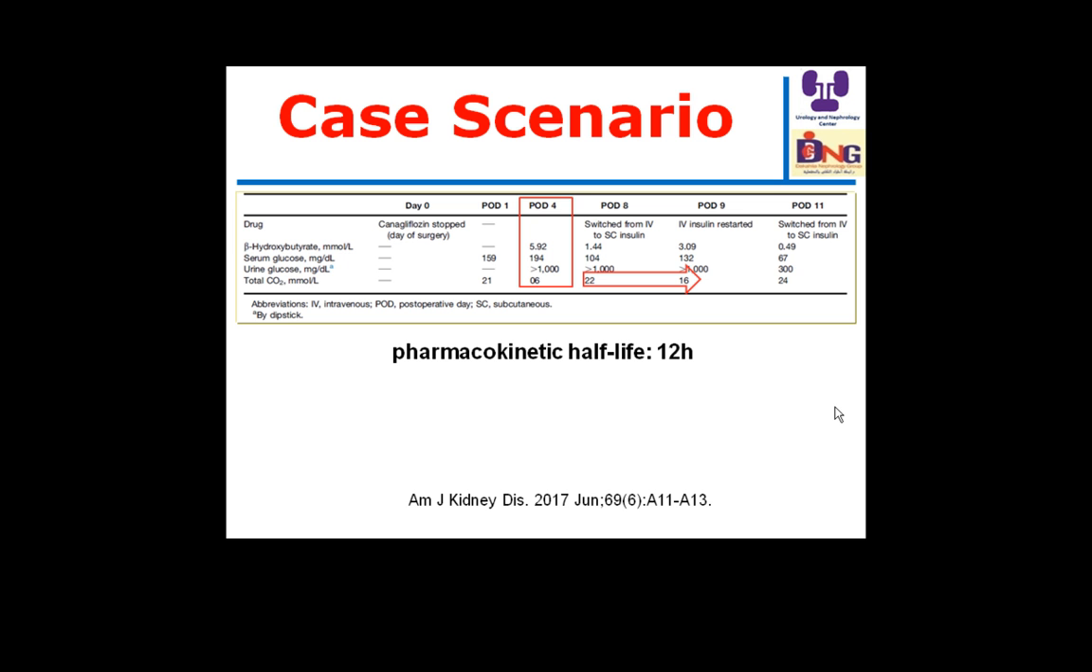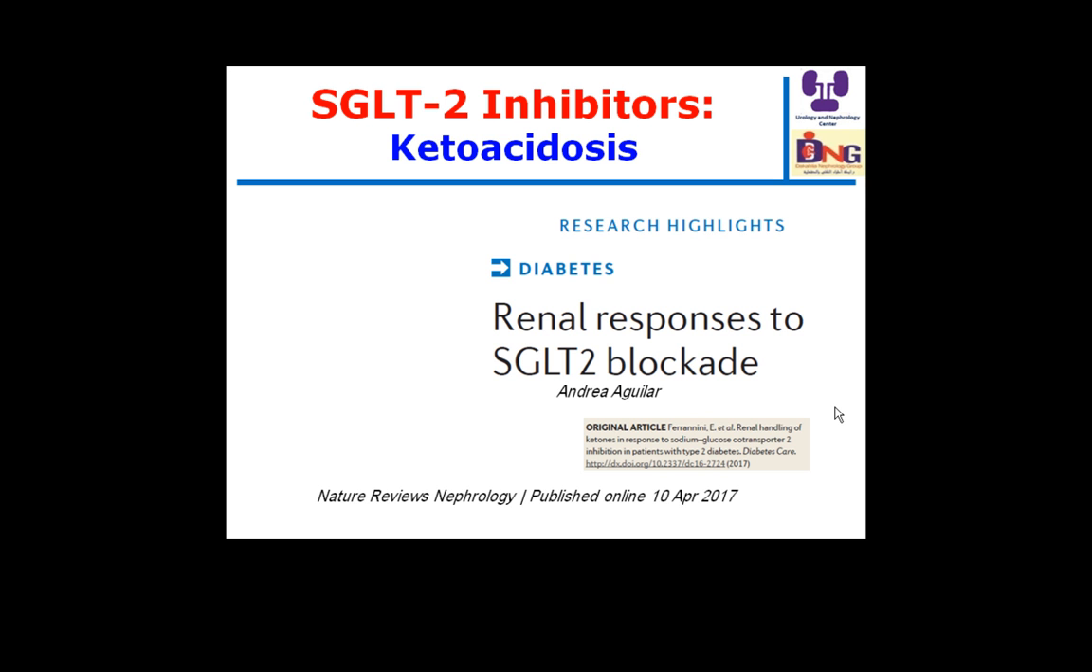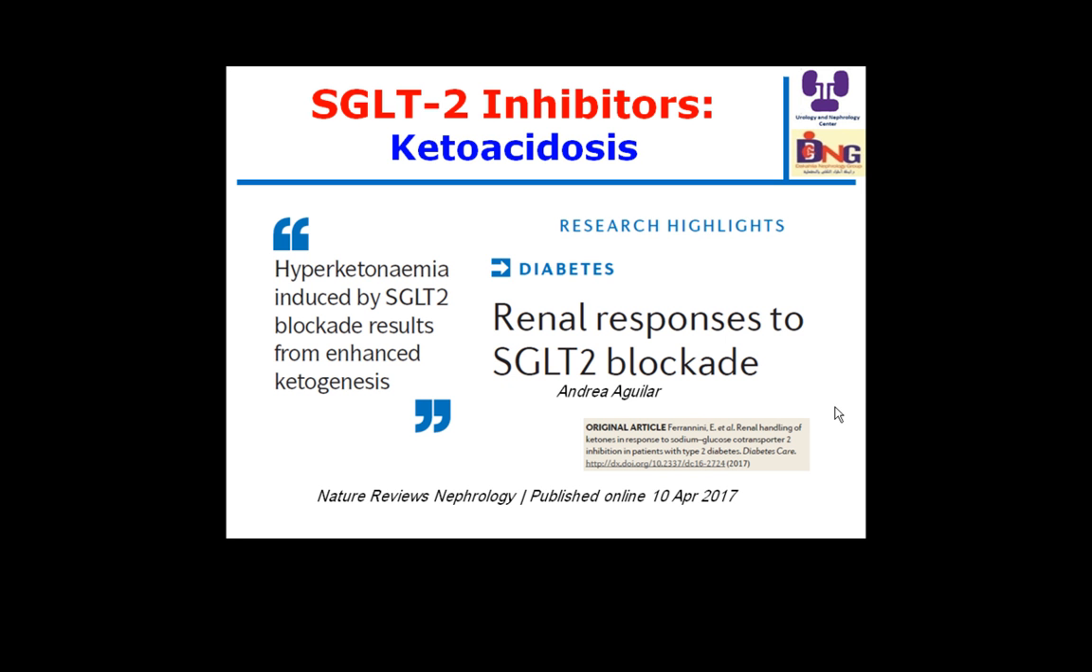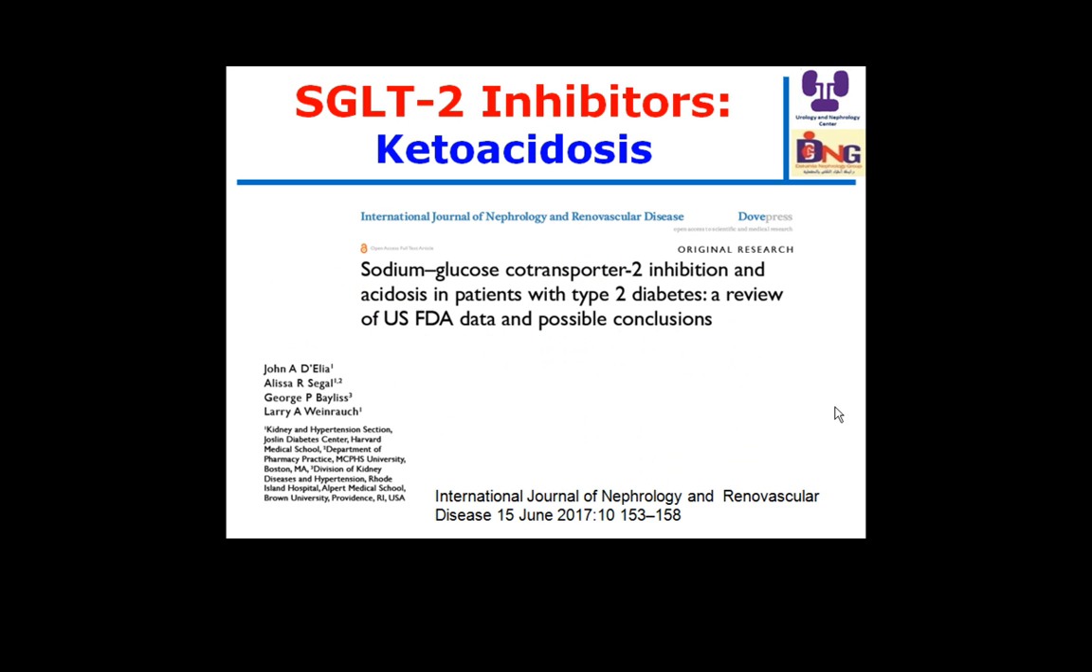Because of decreasing insulin and increasing glucagon, this will lead to increasing ketogenesis. So ketogenesis in the presence of sodium glucose cotransporter 2 inhibitor is explained by hyperketonemia induced by sodium glucose cotransporter blockade, resulting from enhanced ketogenesis. Here, this is very interesting: the FDA data for reports of euglycemic ketoacidosis. Empagliflozin 46 cases, dapagliflozin 144, canagliflozin 450.